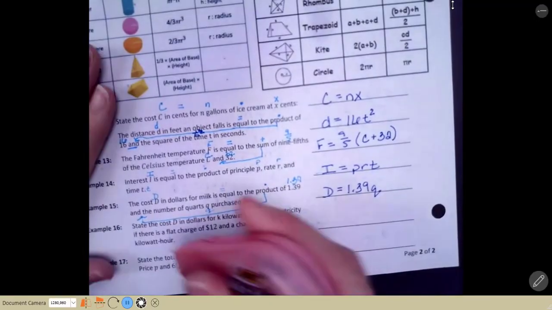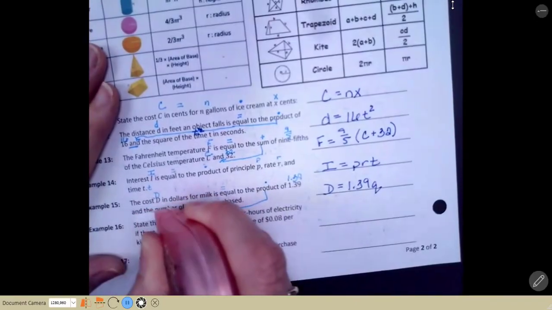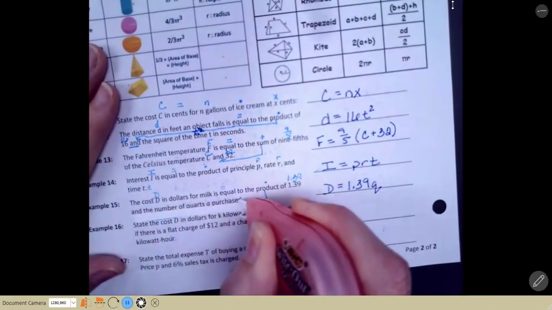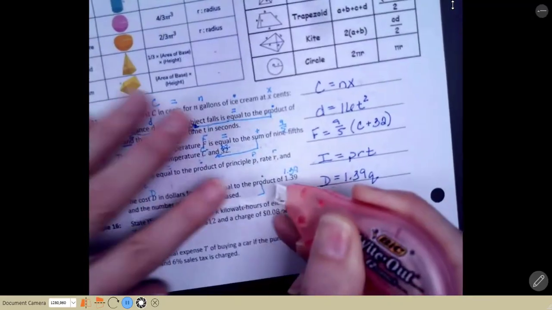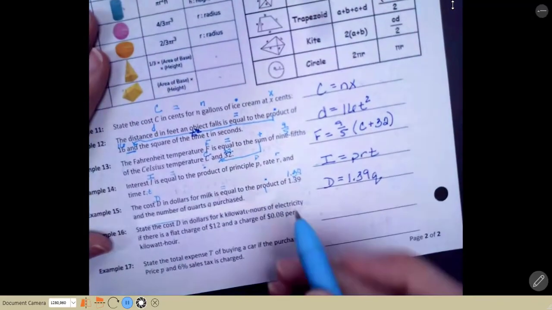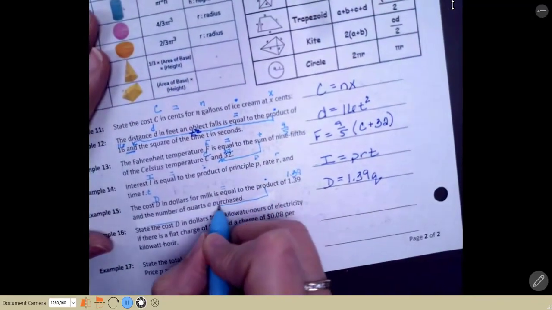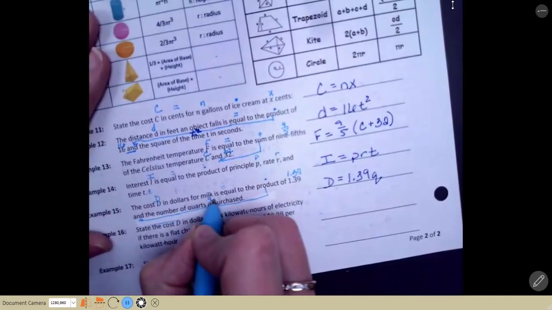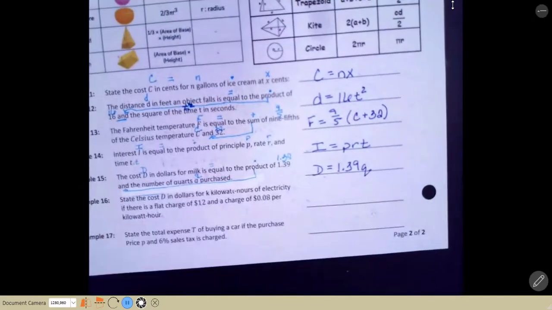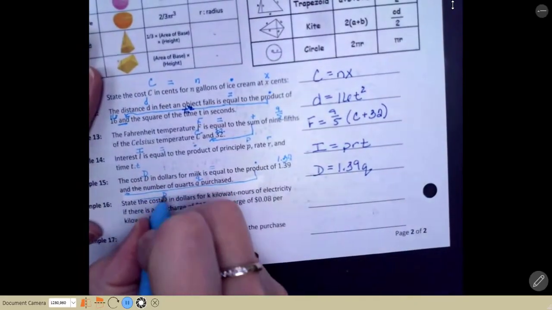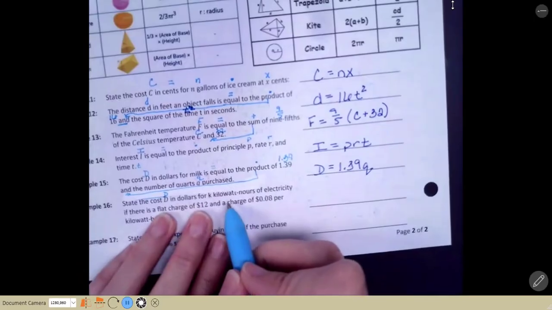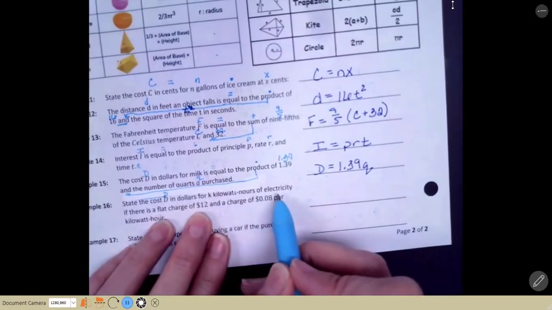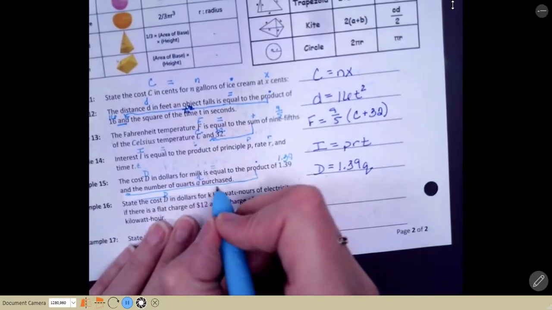All right, let's do the next one. I put my line way too off here. Sorry. Okay. All right, so we're going to state the cost D in dollars. So I'm going to write D right here. For K kilowatt hours of electricity. Okay.